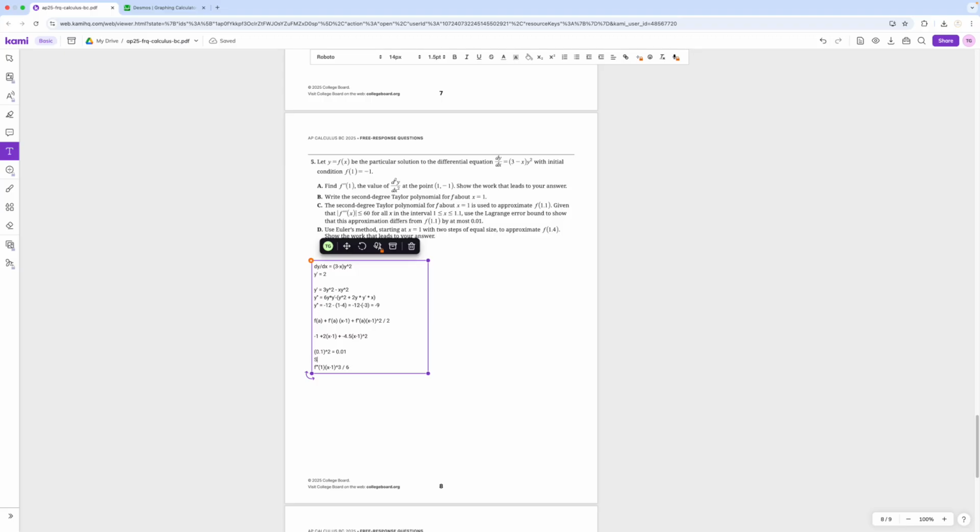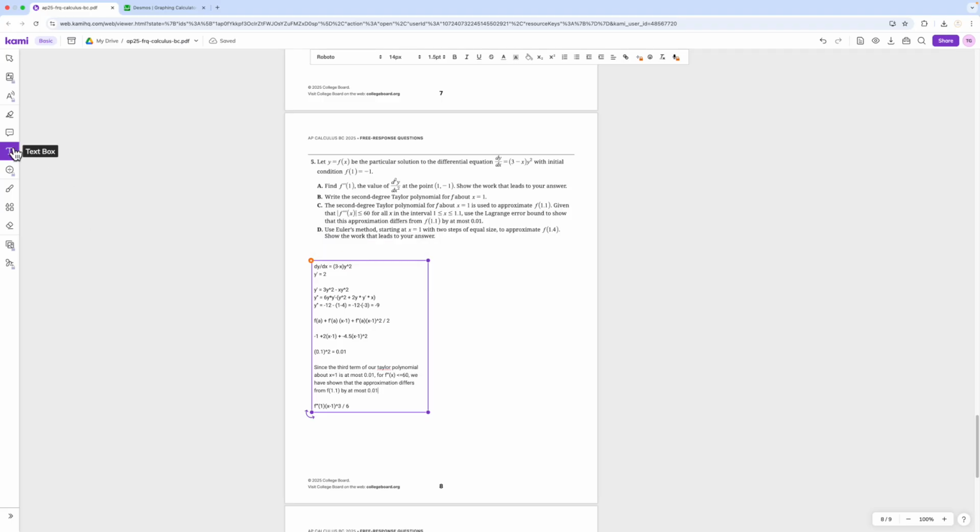So since the third term of our Taylor polynomial about x equals 1 is at most 0.01 for f prime prime prime of x less than or equal to 60, and you can just state the conditions again if you want, since it's at most 0.01, we have shown that the approximation differs from f of 1.1 by at most 0.01.